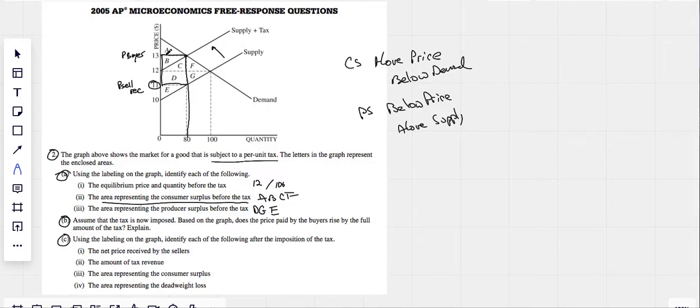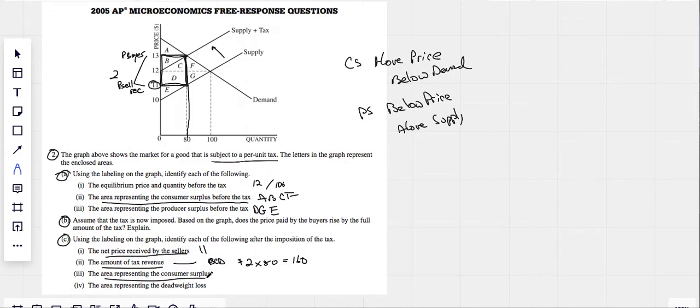This whole wedge in here, a rectangle, is government revenue. They are asking us, using the labeling, for the net price received by the seller, we would just say $11. The amount of tax revenue is the area BCD. I would want to calculate this also. All right, we can know that the tax is $2. We can see that because that vertical distance between these two supply curves is the amount of tax. So it's a $2 tax, and they sold 80. So 2 times 80, which would be 160, is the government's revenue.